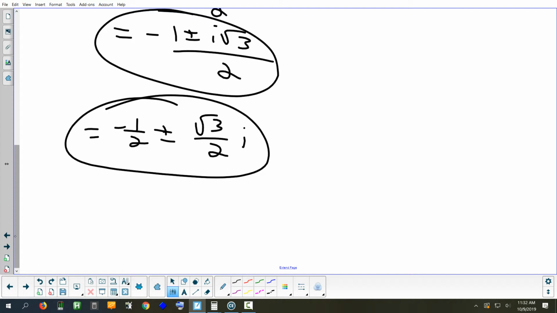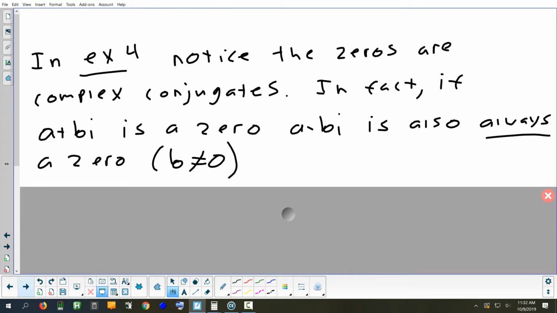So if you know that a plus bi is a 0, right? It's a complex number that is a 0 to your equation, then you automatically know a minus bi is a 0 to your equation. So complex answers always come in pairs. And of course, if b equals 0, then that doesn't really apply, because all you have is a real number. Okay? So we're talking about when you actually have a non-zero imaginary part.